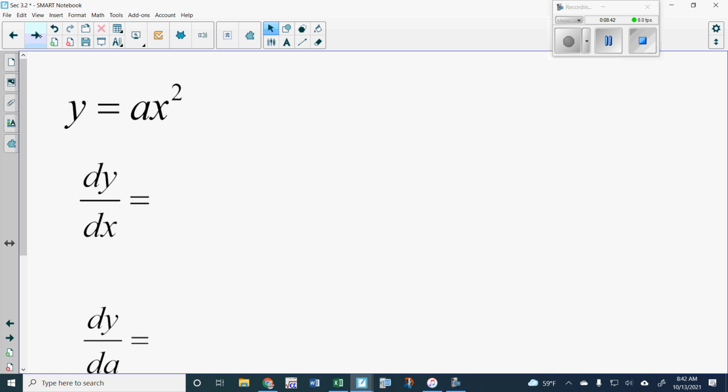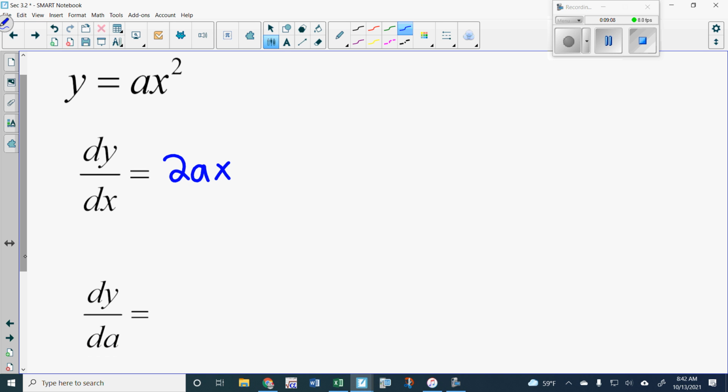So we have this. y equals ax squared. Very simple polynomial, right? So what would be dy dx? Two ax. 2ax. Very good.